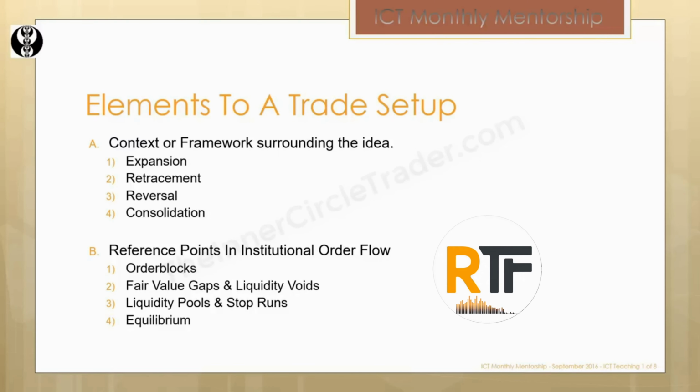Now, as price is moving from one market condition to the next, we use reference points to help us navigate and determine whether the market condition is changing or staying the same. For each of these market conditions, we'll use a specific reference point: order blocks, fair value gaps, liquidity pools, and equilibrium. We'll talk more about these reference points later on, but first, why are we able to anticipate what the market does? Isn't it all just random?